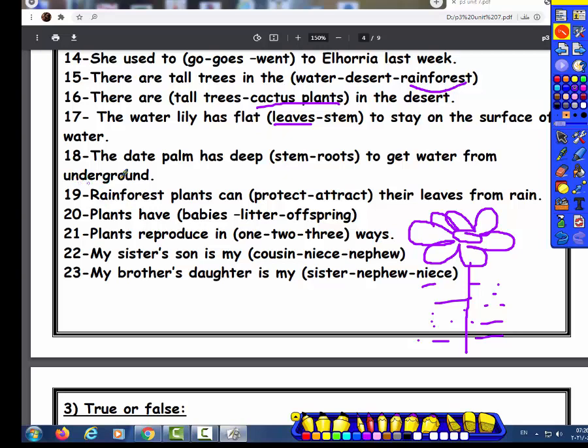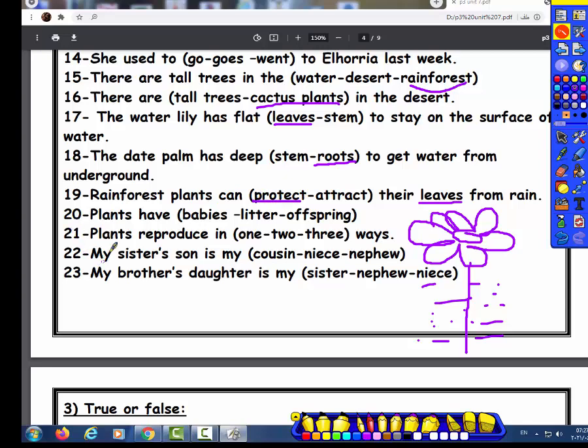Number 18, the date palm in the desert has deep stem or roots to get water from underground. The date palm has deep roots under the ground to get water from the underground. Number 19, rainforest plants can attract their leaves from rain. Leaves attract? No, protect. Can protect.